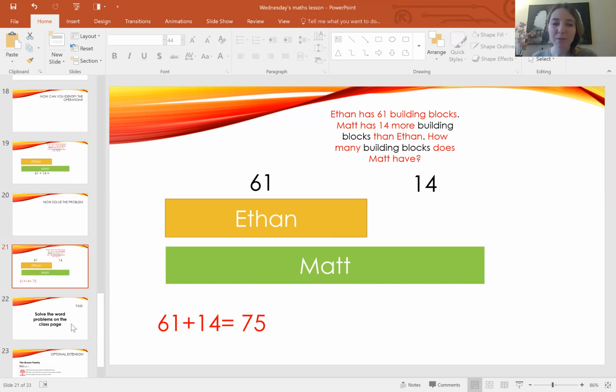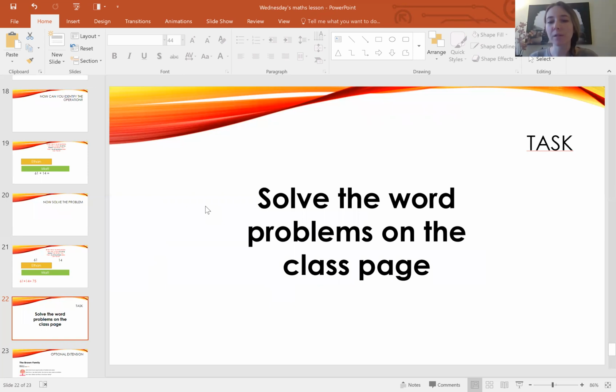Okay, so now it's your turn to have a go at solving the word problems on the class page. So work your way through them. I'd like to see the bar models to help you identify the operations and really think about what the problem is showing, is telling you. And then solve the problems underneath that.